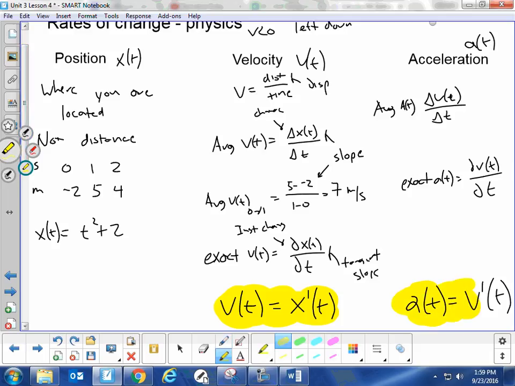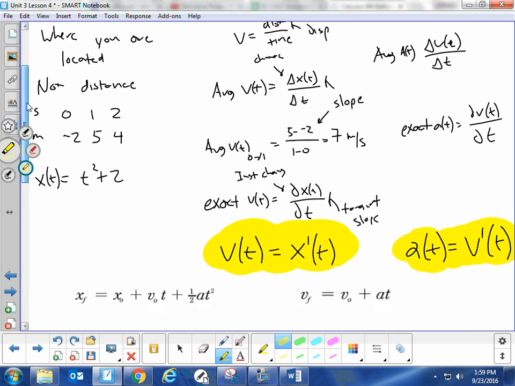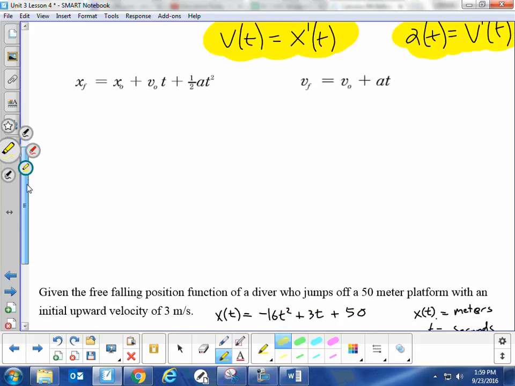And I'll show you that in a second. This is super important, super duper important. If I have the position of something, I can find its exact velocity anywhere by taking the derivative. If I have the velocity of something, I can find its acceleration by looking at the instantaneous rate of change of my velocity. And here's how I can prove it.